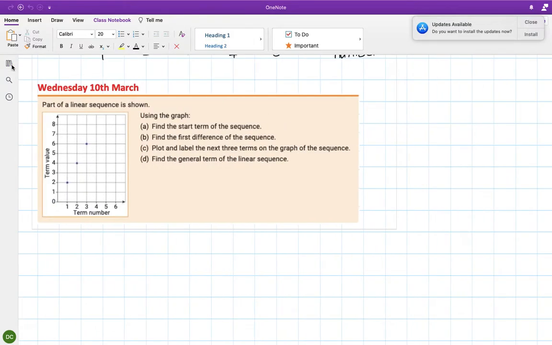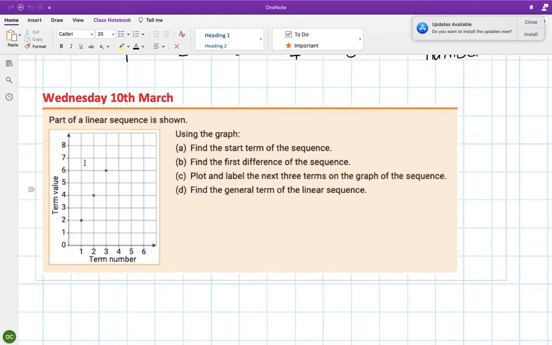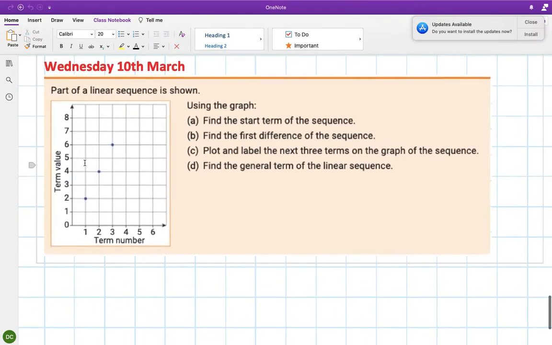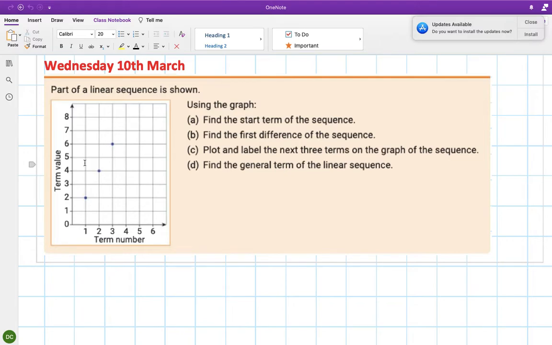So we'll start by having a look at the homework. So I was trying to combine the work that we did last week with the work that we're doing this week on graphs. Now for the homework, you didn't actually have to draw the graph, which just made it a bit handier, I suppose, for you. Okay, so part of a linear sequence is shown, and using the graph, we have to answer these 4 questions.